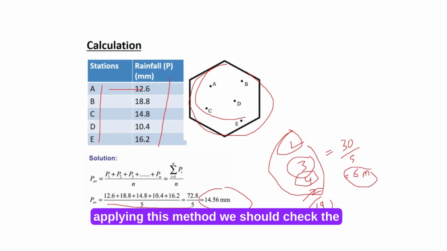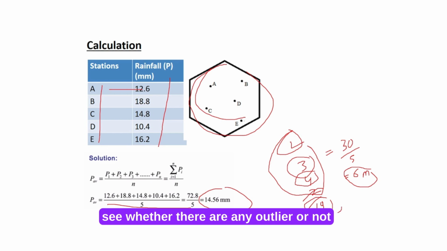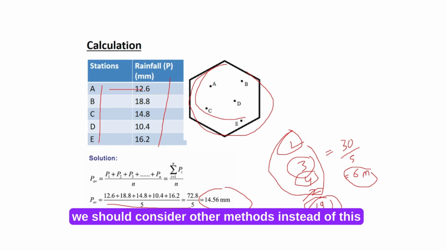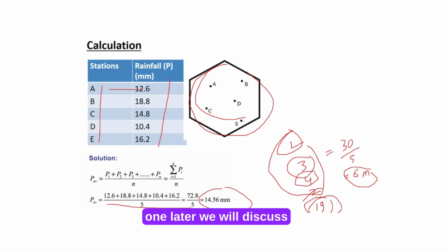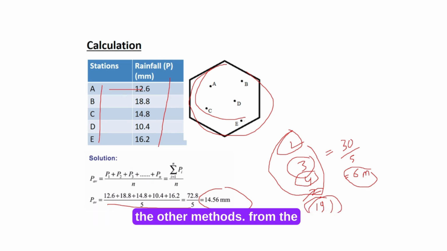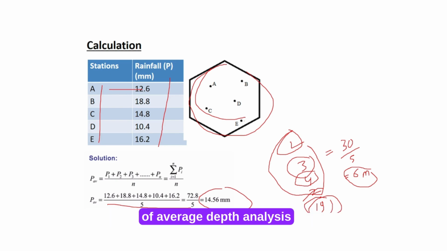So before applying this method, we should check the dataset to see whether there are any outliers or not. If there are outliers, we should consider other methods instead of this one. Later we will discuss how to check outliers in any datasets in another video. However, for this reason, this method is applicable for a small region or a homogeneous rainfall area. Even if we find an outlier in a small region, we have to apply other methods. From the next video, I will discuss the other methods of average depth analysis.